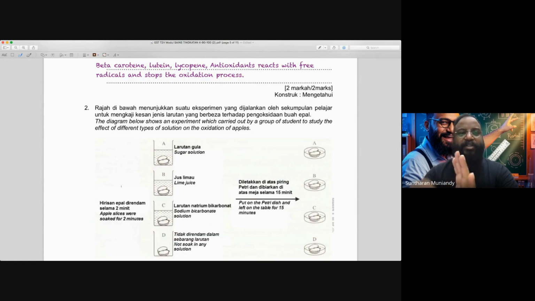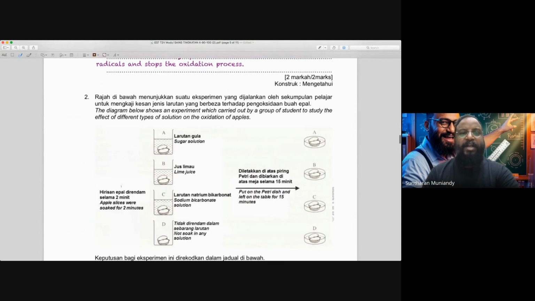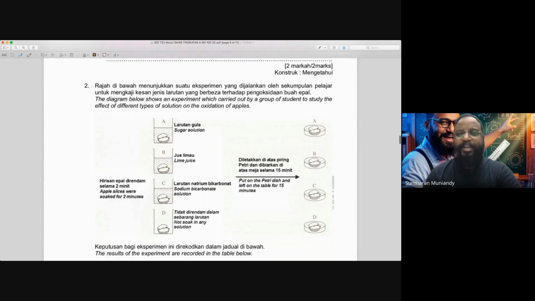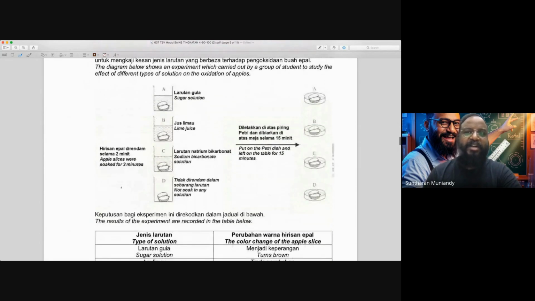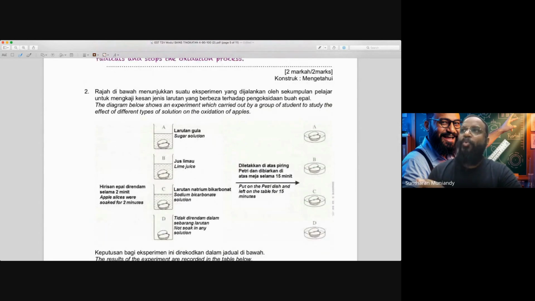Okay, let's look at question number 2. The diagram below shows an experiment which was carried out by a group of students to study the effect of different types of solution on the oxidation of apples.